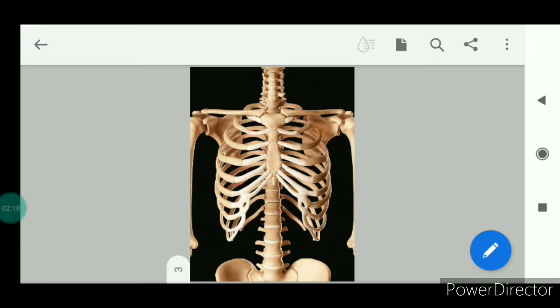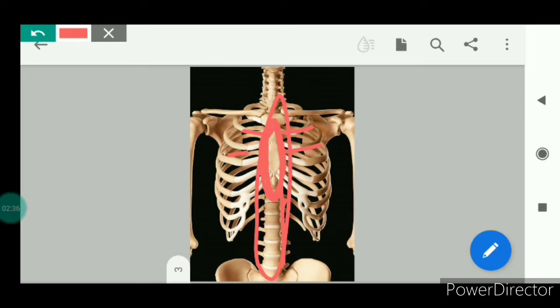The ribs are joined to the chest bone in the front. This is the chest bone called sternum. The ribs in the front are connected to the sternum, and to the backbone at the back. So the ribs are joined to the sternum in the front and to the backbone behind, and it forms a cage-like structure. That's why the name rib cage.